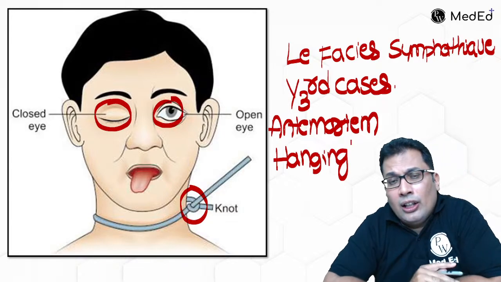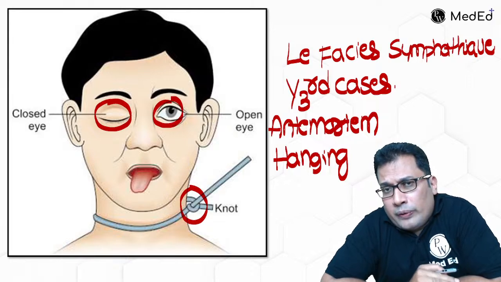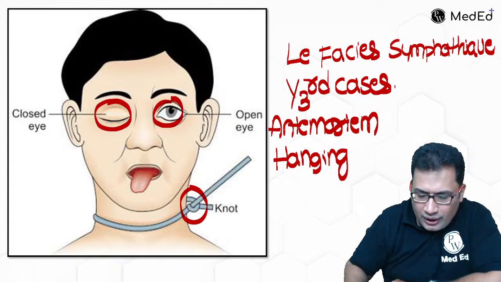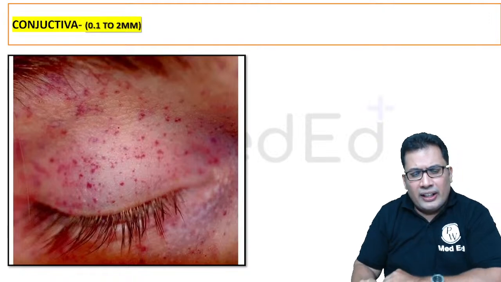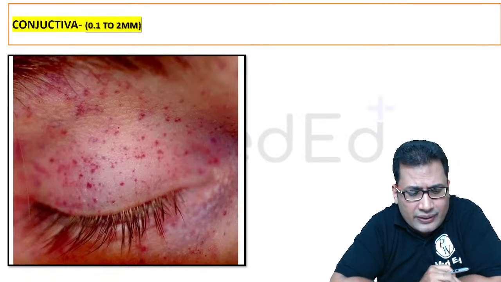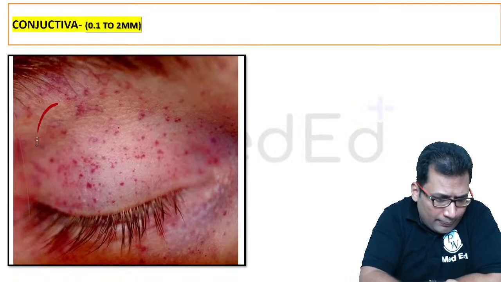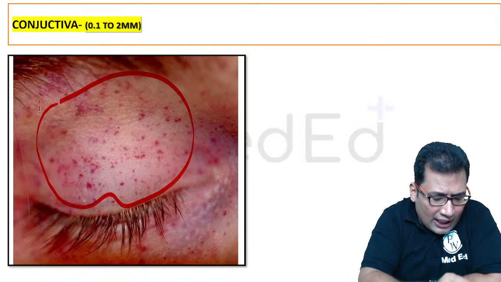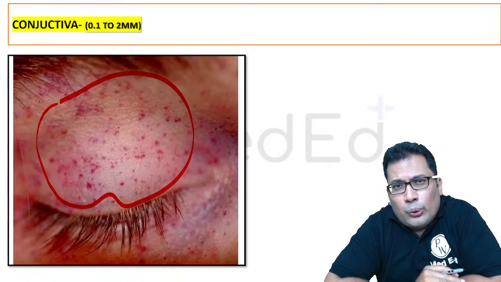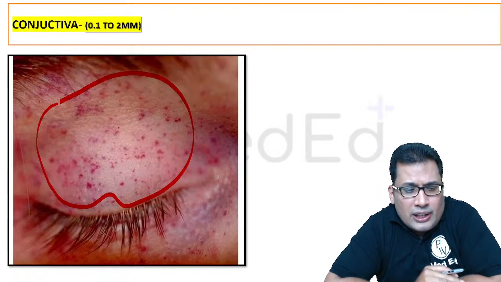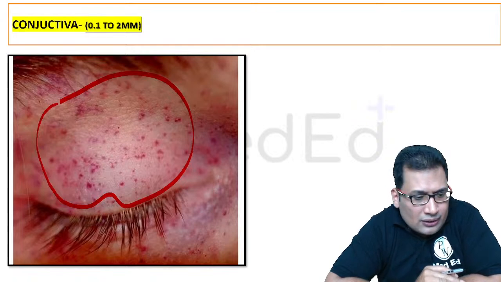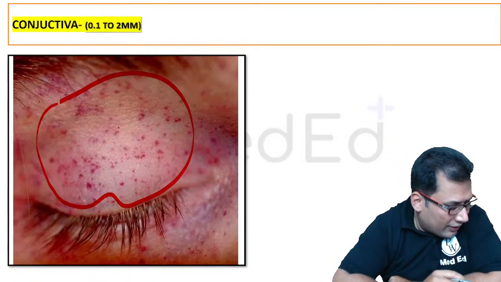Antemortem hanging because of compression over the cervical sympathetic chain. Said very well. What is the finding here in case of hanging? External findings we discussed already, guys. You can see pinpoint hemorrhages over the eyelids. The size is around 0.1 to 0.2 millimeter. It is not hemorrhage, they are petechiae. We can call it petechiae. What are these spots known as?